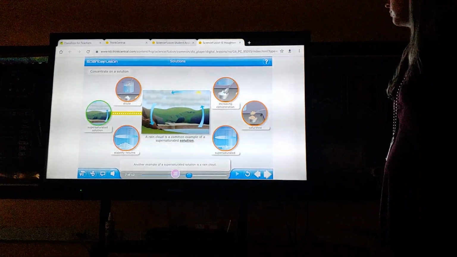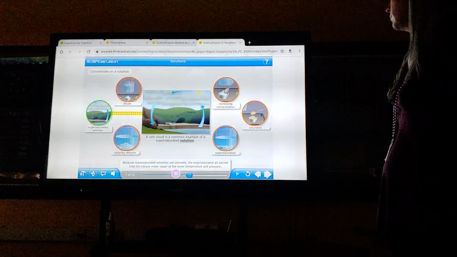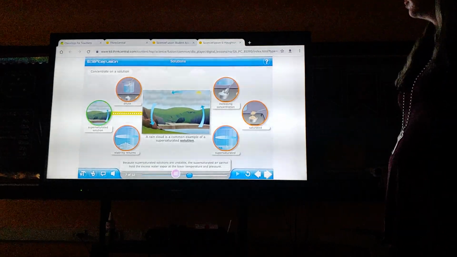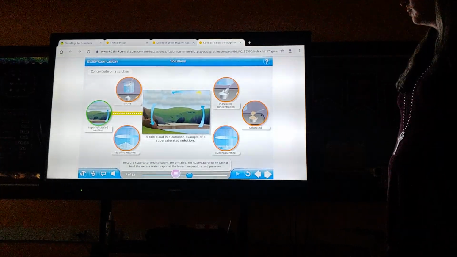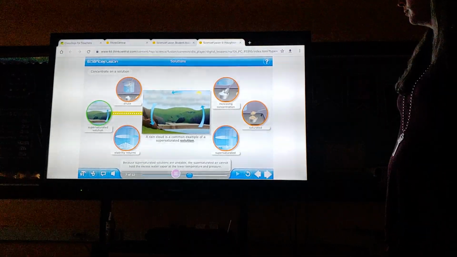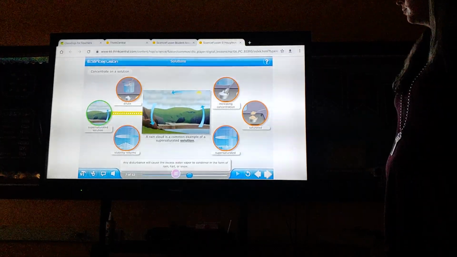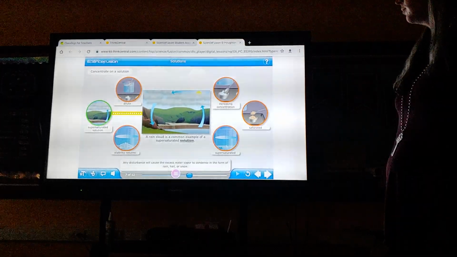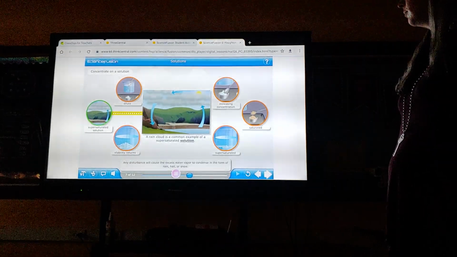Another example of a supersaturated solution is a rain cloud. Because supersaturated solutions are unstable, the supersaturated air cannot hold the excess water vapor at the lower temperature and pressure. Any disturbance will cause the excess water vapor to condense in the form of rain, hail, or snow.